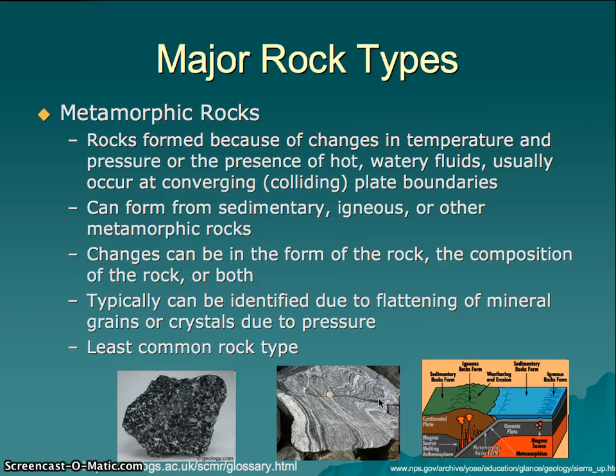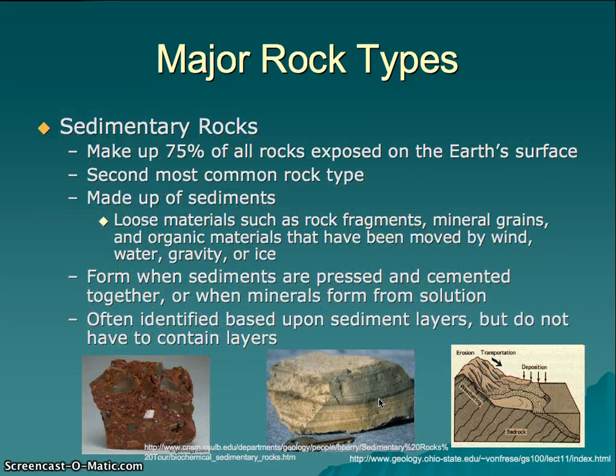Typically, you can identify metamorphic rocks due to the flattening of mineral grains or crystals due to the pressure. This is the least common type of rock, although we do have a lot of metamorphic rock here in New Hampshire. Now, to go back for a second, I'd said sedimentary rocks are 75% of the Earth's surface, except in New Hampshire.